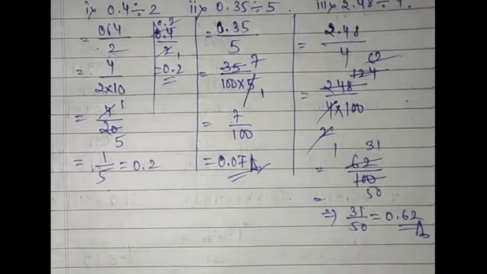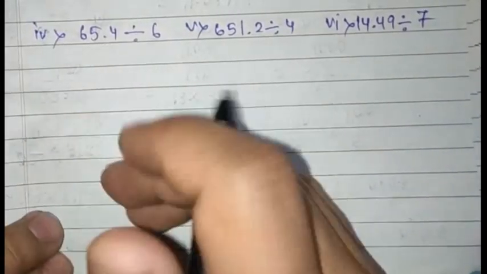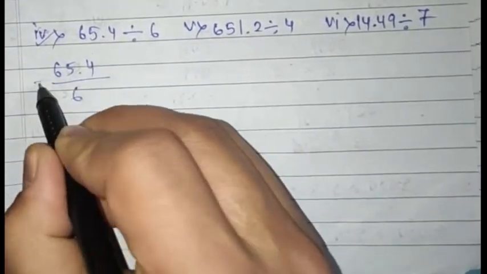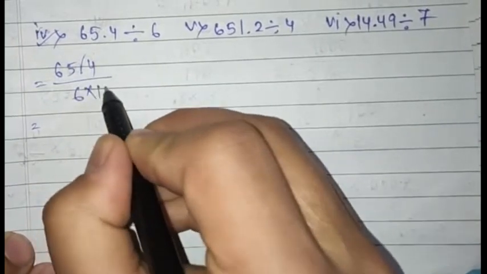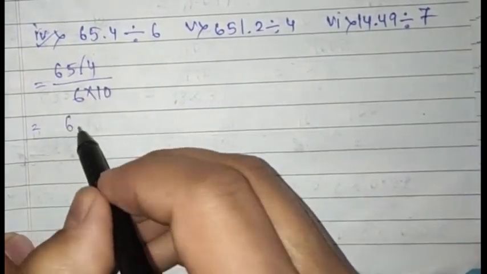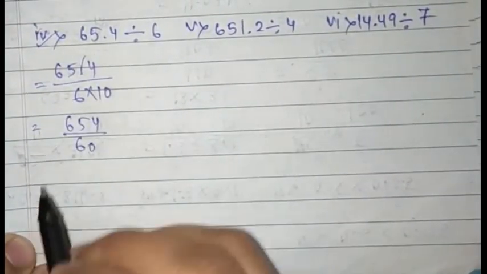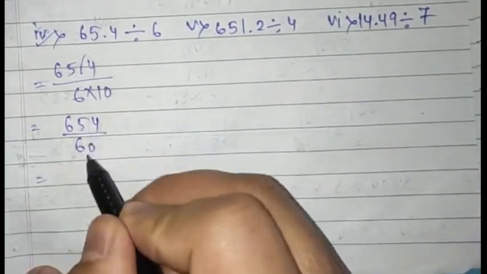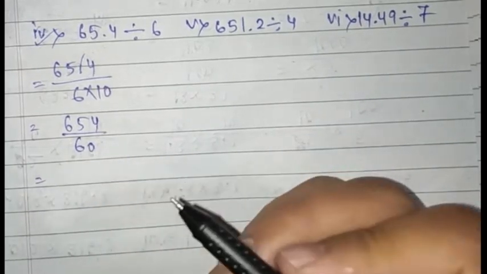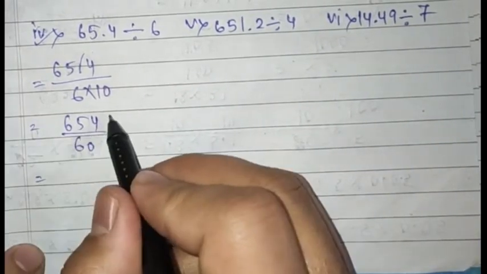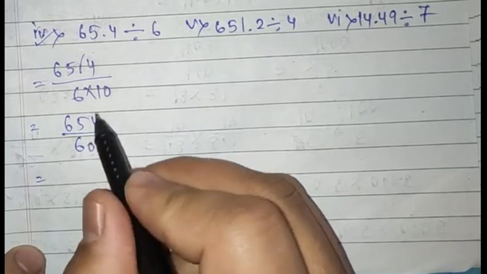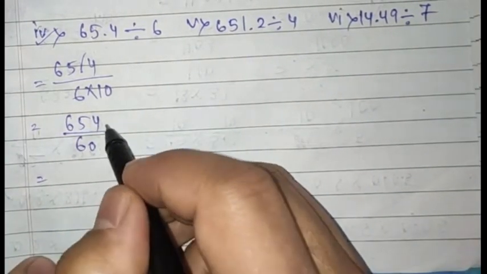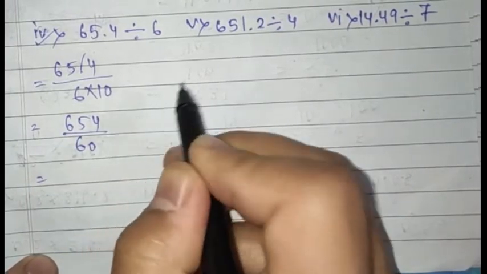Alright, so here we have the question number 4. 65.4 divided by 6. Remove this point here, write 10 and write 654 divided by 60. If you want to divide by 2, you can, otherwise you can directly divide it. It's better if you divide directly because most of the students make mistakes when they are cutting up and down, denominator and numerator side. When it is necessary to cut, then you can cut.